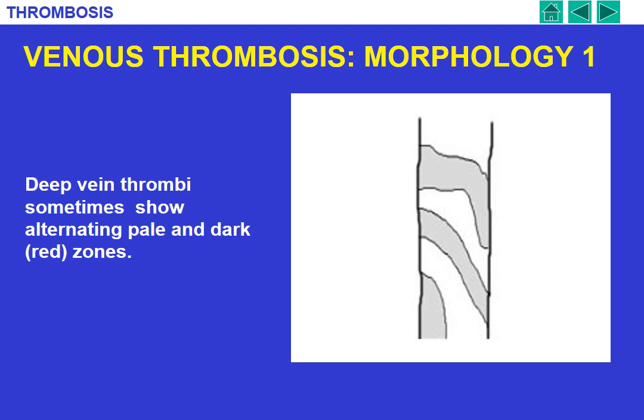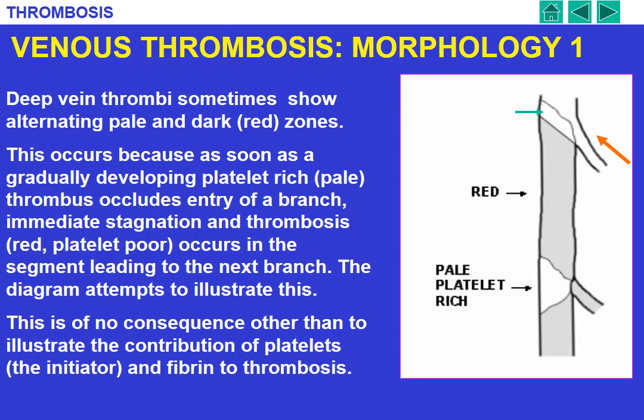Next, morphology of venous thrombosis. Deep vein thrombi, when we examine them at post-mortem, sometimes show alternating pale and dark zones, as shown in my diagram. This occurs by a mechanism which is illustrated on the right. The diagram shows a large deep vein going from the top to the bottom of the picture, and branches entering the vein on the right.